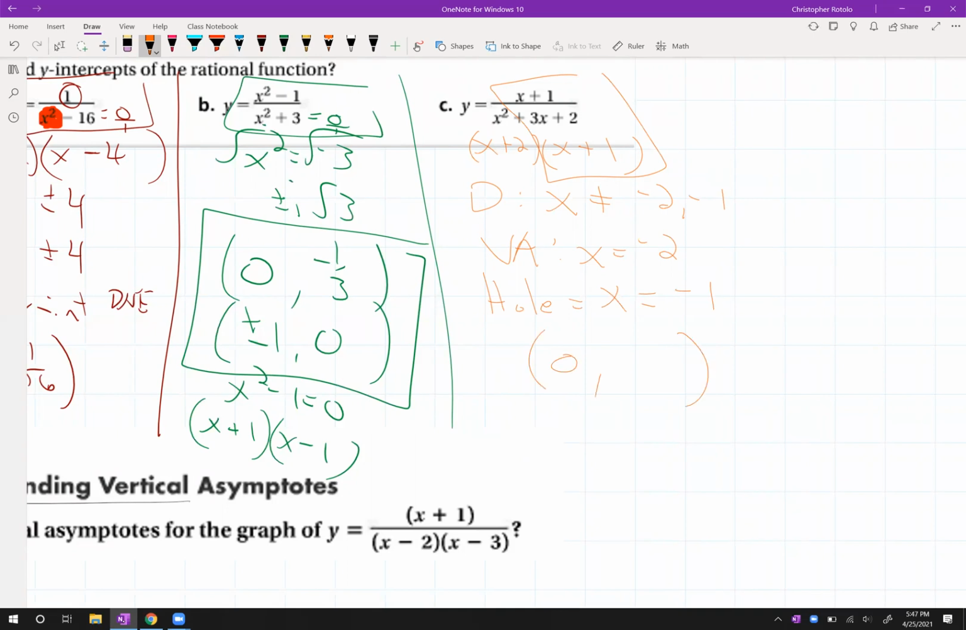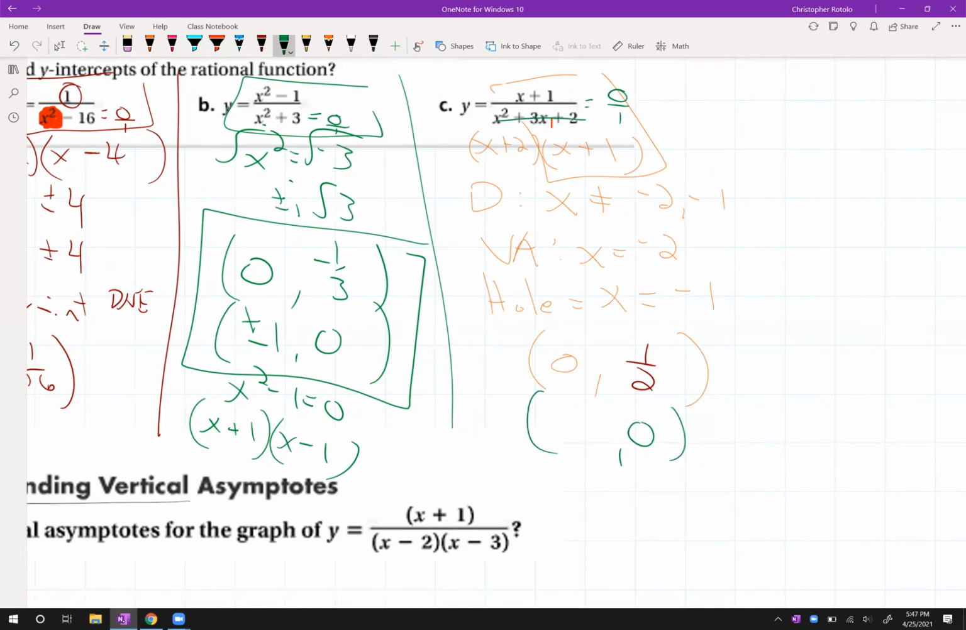Let's plug in 0 for x. So again, we can get rid of all of these. So I end up with 1/2. And we'll start over here and get rid of that red highlighter again. Equals 0 over 1, right? That means y is 0.